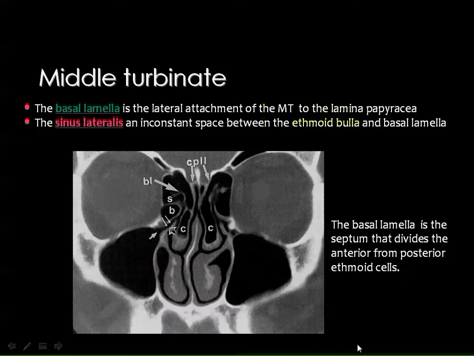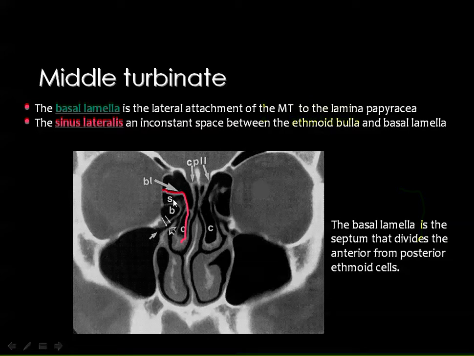Then the middle turbinate is attached to the lamina papyracea. This is the middle turbinate, and this line will connect the middle turbinate to the medial orbital wall, which is also known as the lamina papyracea. This connection is known as the basal lamella, and the air present between the basal lamella and the ethmoid bulla is known as the sinus lateralis.